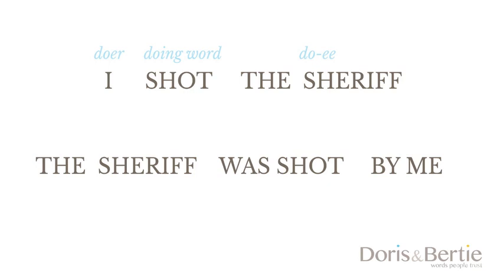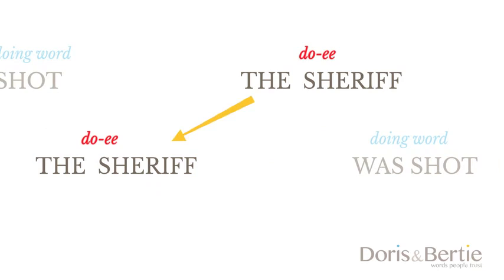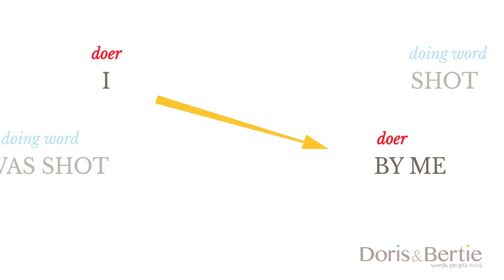It's the same doing word, to shoot, but in a different form. So, was shot instead of shot. And this is the passive form of the verb. But what we also see in this sentence is that the positions of the doer and doee have been reversed. In the passive sentence, it starts with the doee, the person to whom something was done. Similarly, the doer, the person doing the verb, has been relegated to the end of the sentence.